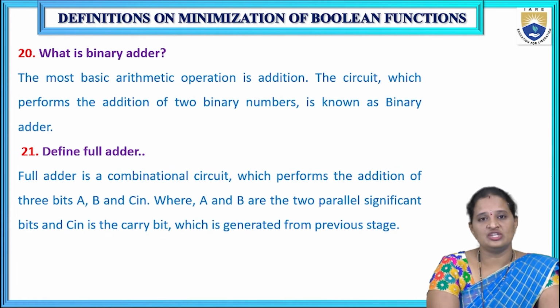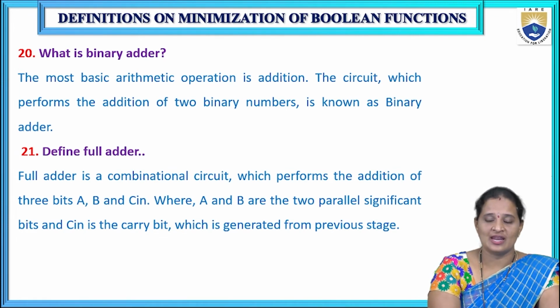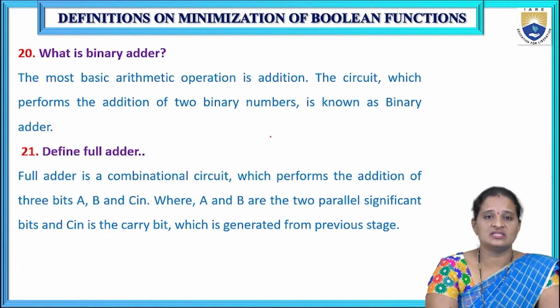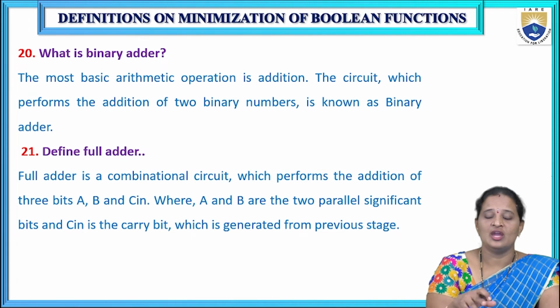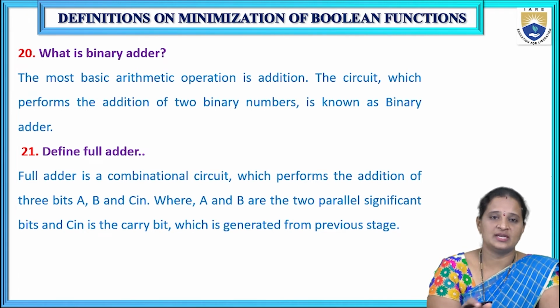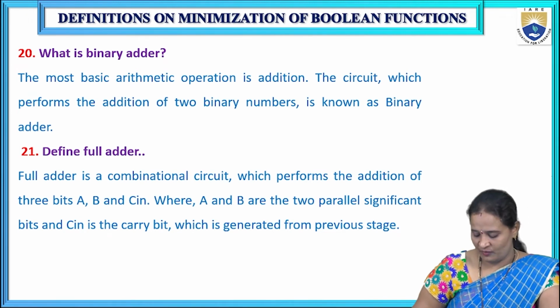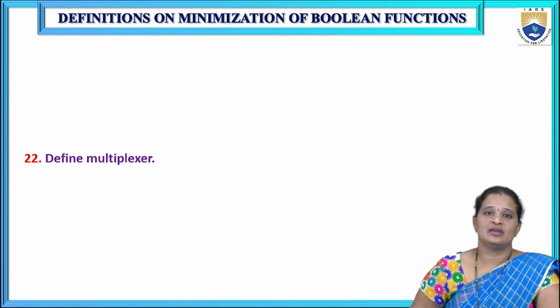So in short, we can also define a full adder as a combinational circuit which can add 3 bits of data at a time. So this is nothing but a full adder, and while performing the addition of 3 bits of data at a time, it also produces two outputs, that is sum and carry. 1 bit sum and 1 bit carry.